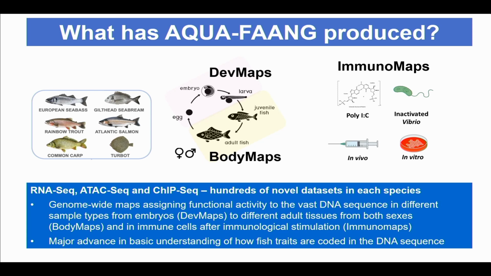We've studied different stages of embryos or embryonic development, dev maps. We've studied different tissues in both sexes at 2 stages of sexual maturation, so in immature and mature fish, and in immune cells after immunological stimulation. And we've heard a lot in the last 2 days about all this data. This represents a major fundamental advance in basic understanding of how fish traits are coded within the DNA sequence.